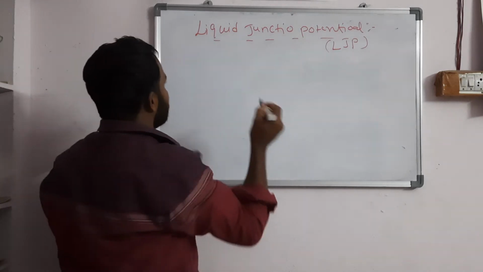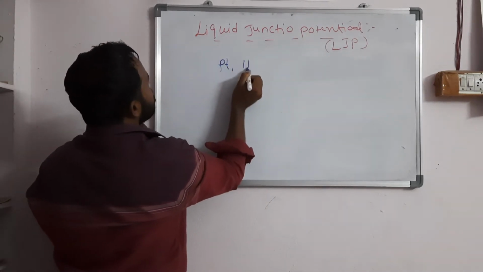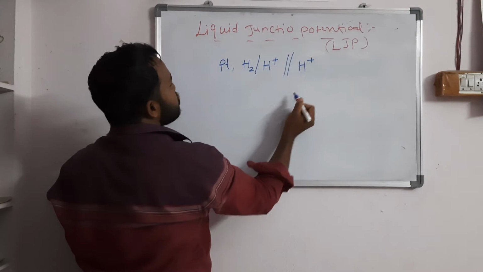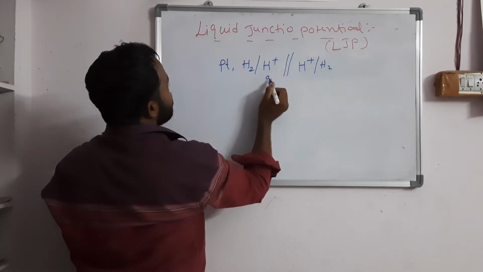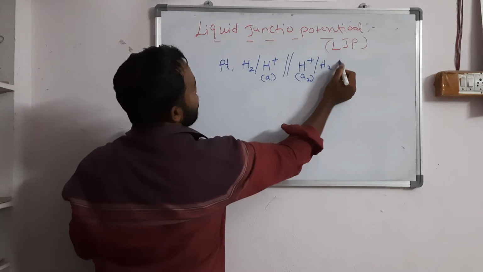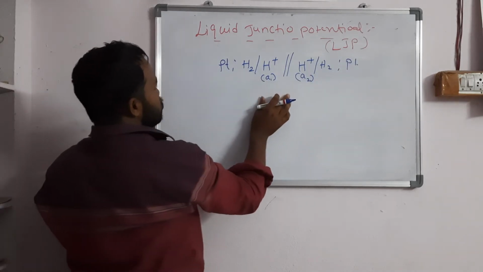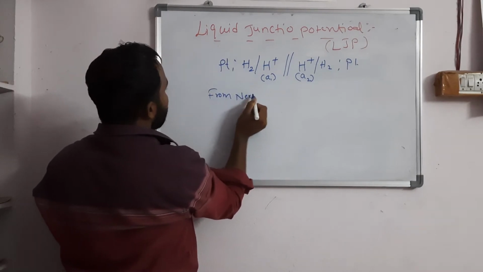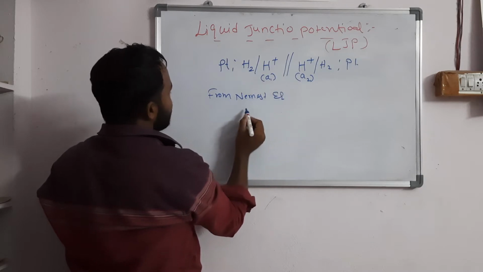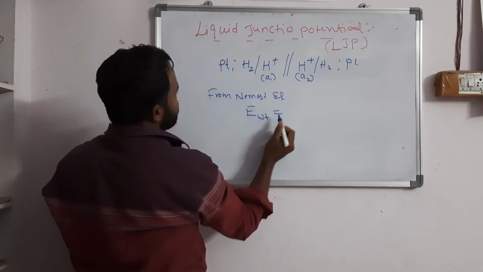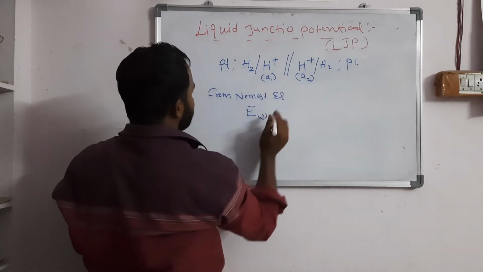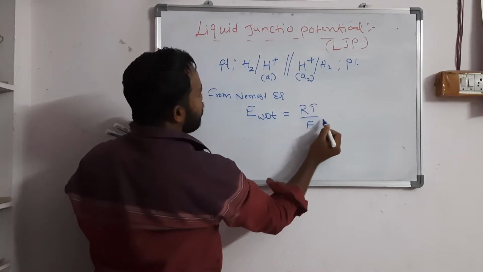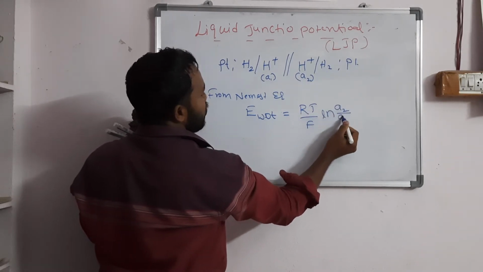First I am going to write the cell: Pt, H2 in H plus, with a salt bridge, then H plus in H2 at Pt, with activities A1 and A2. From the Nernst equation, because it is a salt bridge, it is E without. The E without formula we already discussed: E without is equal to RT by F ln of A2 by A1.